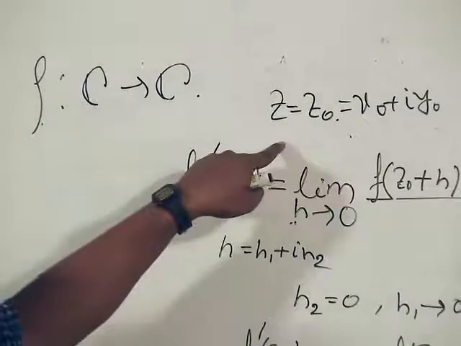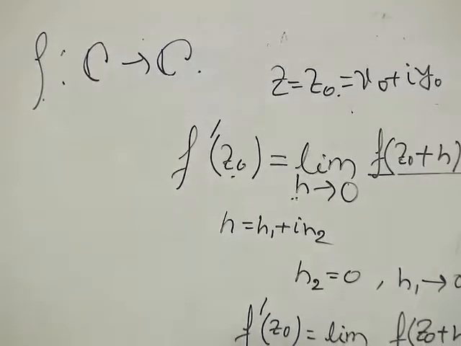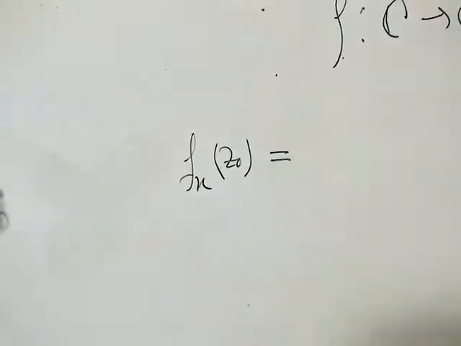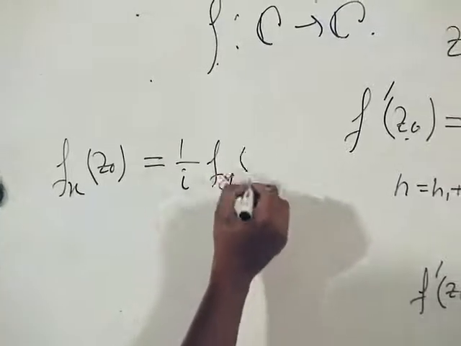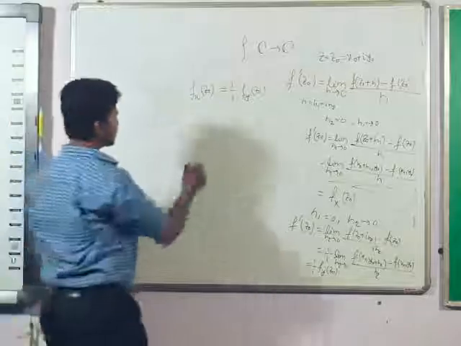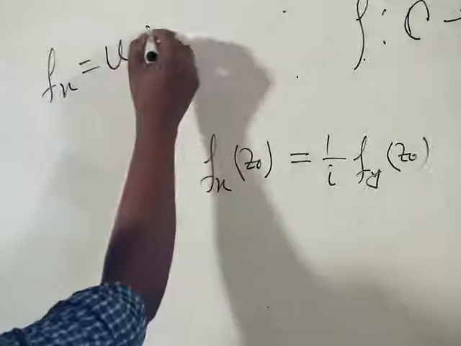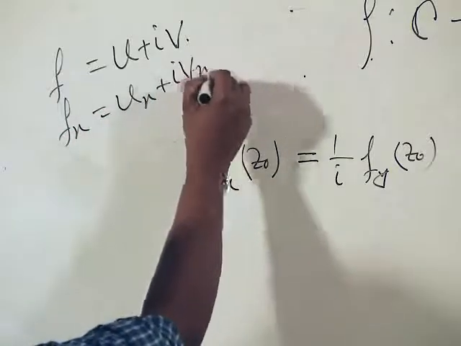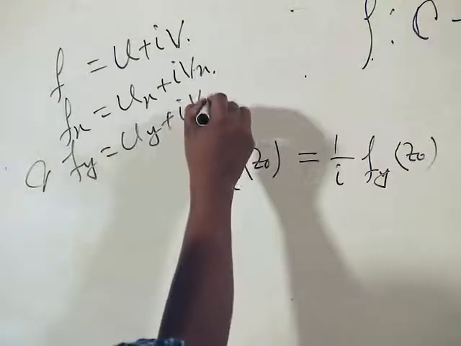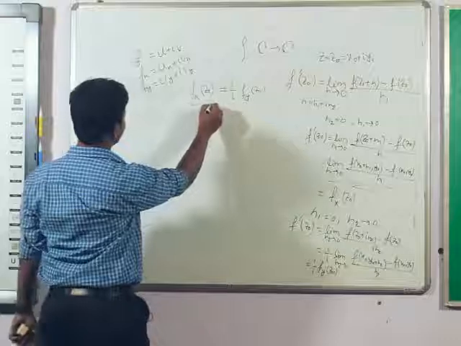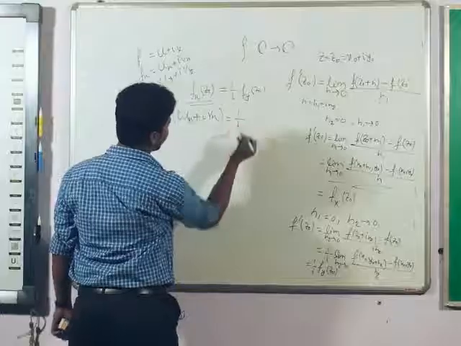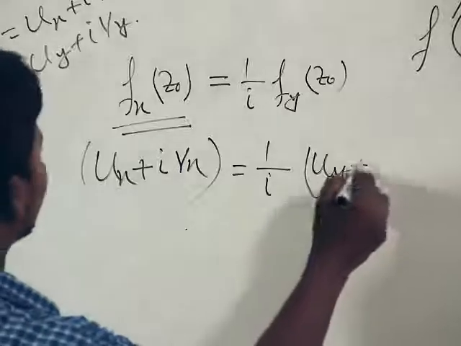Since it is given that f is differentiable at the point z0, so f'(z0), this and this will be the same. f_x(z0) equals 1 by i f_y(z0). Since f equals u plus iv, f_x equals u_x plus i v_x and f_y equals u_y plus i v_y. Then f_x(z0), u_x plus i v_x equals 1 by i f_y(z0), that is u_y plus i v_y.